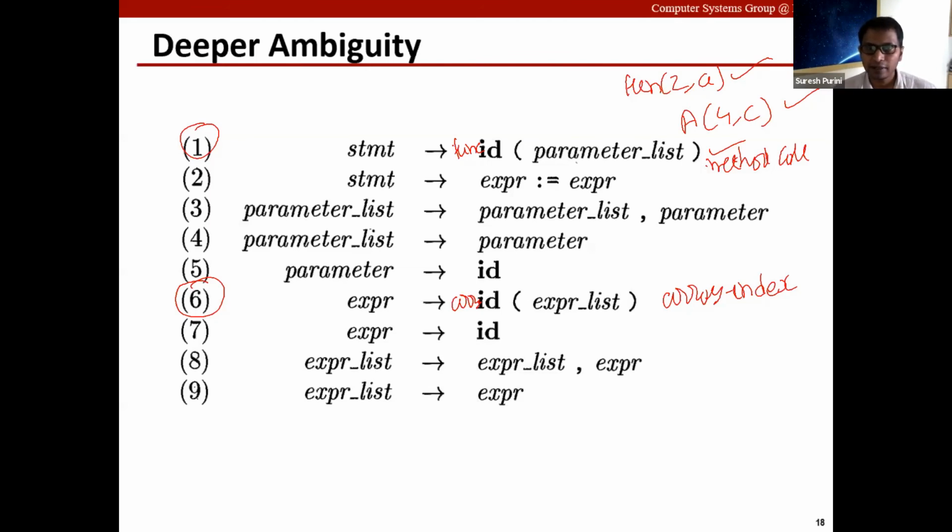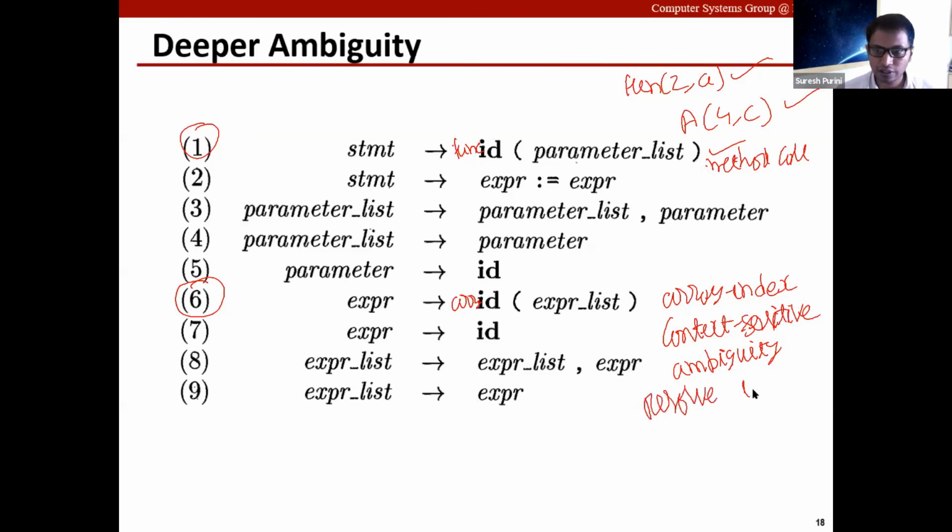Okay, so this is what is called a context sensitive ambiguity. The grammar, you cannot do anything about it in the grammar. Okay, and we can resolve it using type analysis.